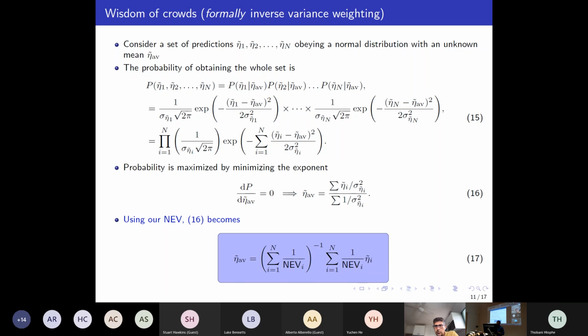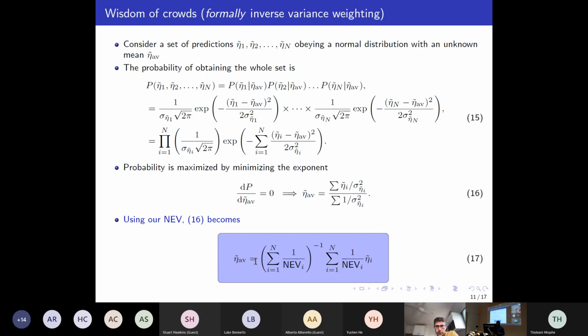We are just using this concept, which is the wisdom of crowds, but it is formally known as inverse variance weighting. We consider a set of measurements that are normally distributed, and the probability of getting back the whole set is the product of the individual probabilities. If each prediction is described using the Gaussian distribution, you get this. And to maximize this, you take the derivative of the probability with respect to the average.